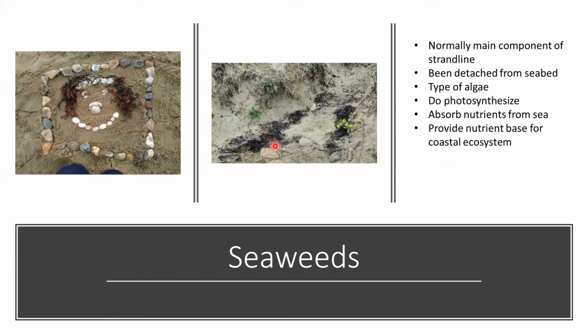It does photosynthesize, so it does need sunlight to make its nutrients, but it also can absorb them directly from the sea. And what's really important about seaweed being part of this strand line is it can then produce a nutrient base as it decomposes on the sand, on the shore there, for that coastal ecosystem. So these plants you can see here that have started to colonize that area of sand dune have been able to do that because of the seaweed deposits that have decomposed and put those nutrients back into that system.